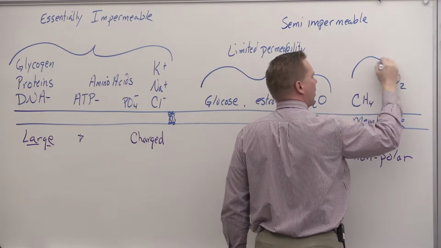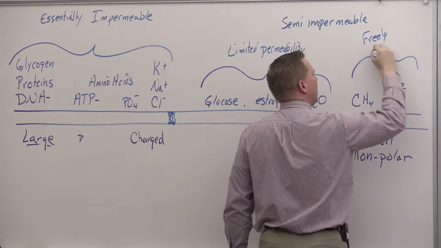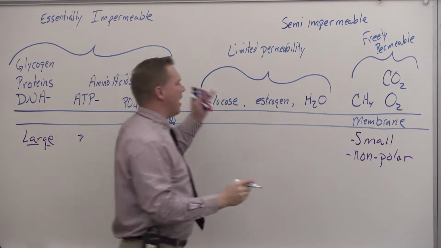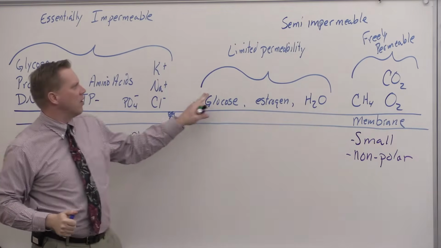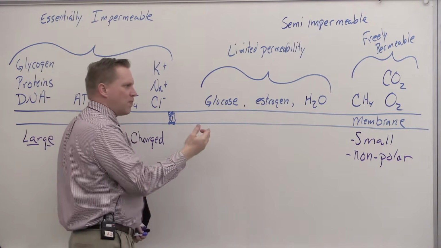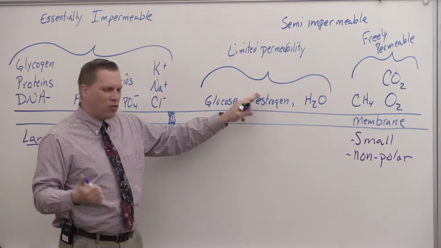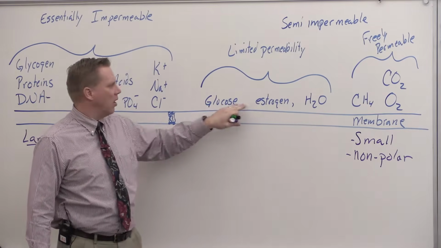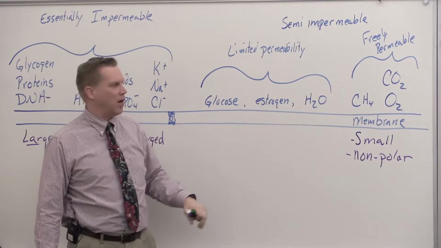And then these molecules would be freely permeable. And so there's actually a scale or a continuum of what goes across the membrane. And if you were to look at this in the limited permeability area, glucose would be less permeable than, say, something like estrogen. Why? They're both relatively close to the same size, but glucose is fairly polar. Estrogen is more nonpolar, so it's going to be more permeable to the membrane.